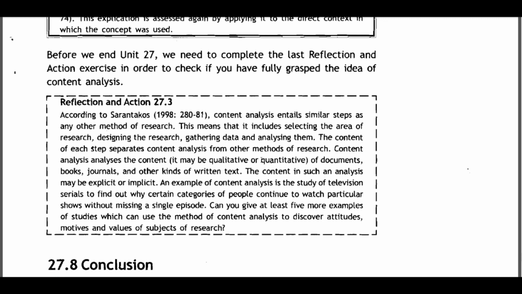It may be qualitative or quantitative, of documents, books, journals, and other kinds of written text. The content in such an analysis may be explicit or implicit. An example of content analysis is the study of television serials to find out why certain categories of people continue to watch particular shows without missing a single episode. Can you give at least 5 more examples of studies which can use the method of content analysis to discover attitudes, motives, and values of subjects of research?